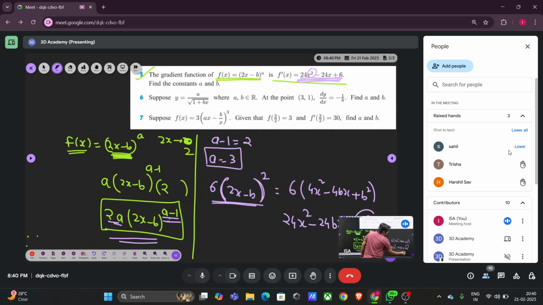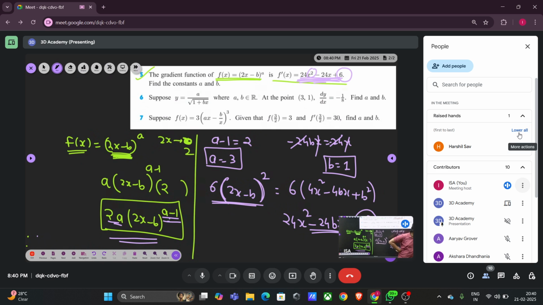So either you compare this term with the constant term, or the middle term with the middle term here. So let's compare middle term with the middle term. What you get? Minus 24bx equals minus 24x. X cancels, minus 24 cancels, b ka value is 1. How many of you understood this? Please raise your hands, guys.